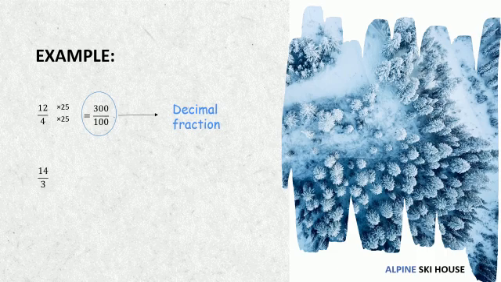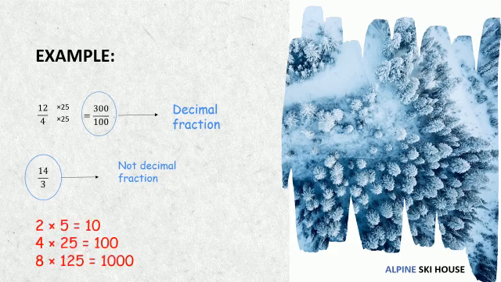Then we have another example, 14 over 3. We can't multiply 3 by any number to get a denominator of power of 10. So 14 over 3 is not a decimal fraction. This is some multiplication that can help us to find a denominator of power of 10. So we have 2 times 5 equal 10, 4 times 25 equal 100, and 8 times 125 equal 1000. We must memorize them.